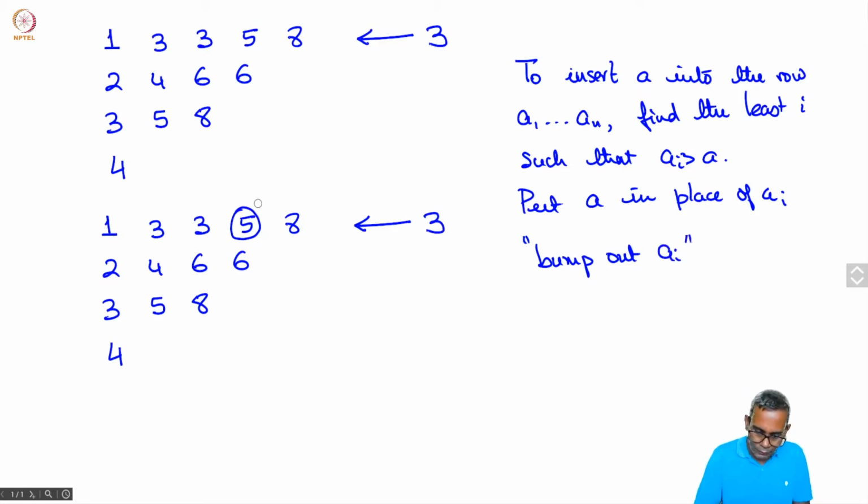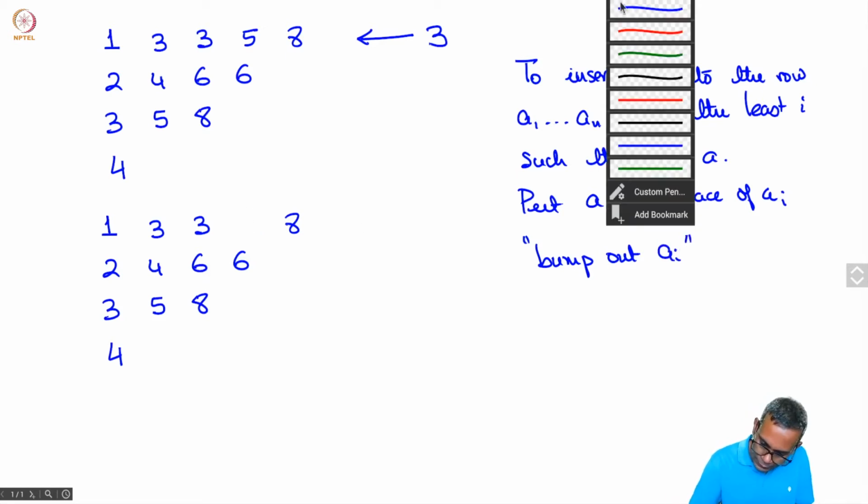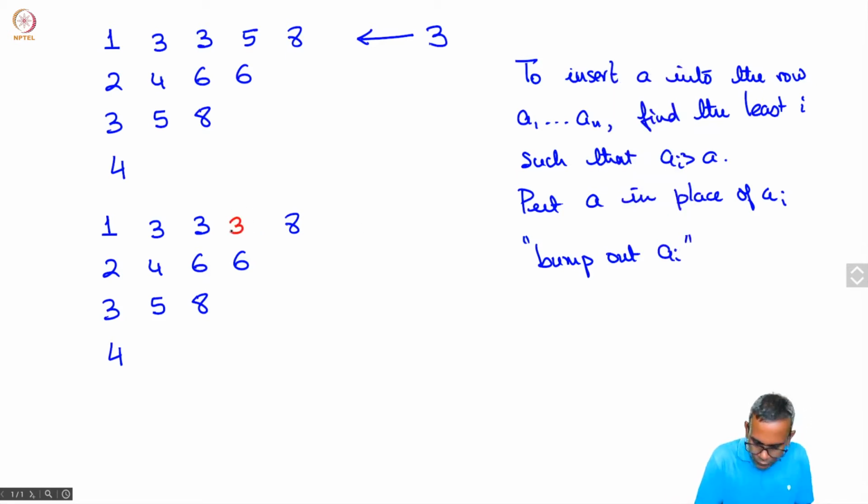So what we are going to do is we are going to take this 3 and we are going to put it in here. I'll just show it in a different color, and we are going to bump out what was there in the earlier place, which was the 5. And now what we do is we recursively apply this algorithm. 5 is inserted into the second row. Now again we follow the same algorithm. We look for the first number in the second row that is strictly greater than 5.